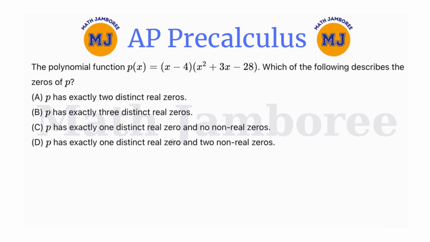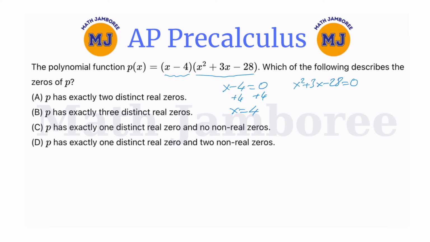Now remember, a zero of a polynomial is simply the value of x that makes the polynomial equal to 0. So to find the zeros, you need to solve the equation for zeros. Which means we set the two factors of the polynomial equal to 0: x minus 4 equals 0, and also we're going to solve x squared plus 3x minus 28 equals 0. From the first one, when you add 4 to both sides, you will get x equals 4.